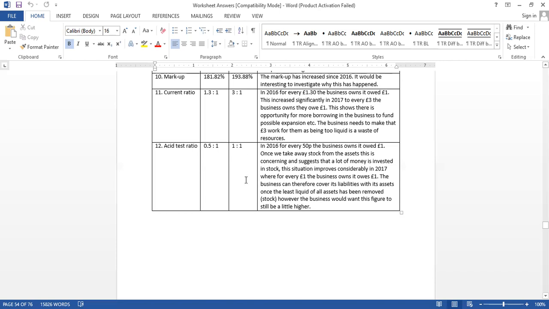However, the business could want this figure to still be a little higher, right? So the organization thinks this is a very strong position, but because they are removing all the stocks from there, this is all the liquid assets the business has. However, the business would still want this figure to be a little higher.